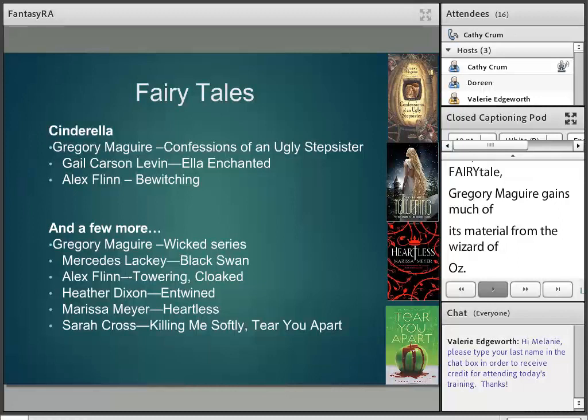Marissa Meyer's Heartless is a prequel to Alice's Adventures in Wonderland, and she's also the author of the Lunar Chronicles series, which is a science fiction retelling of fairy tales.